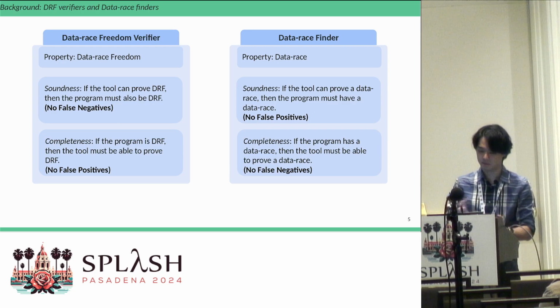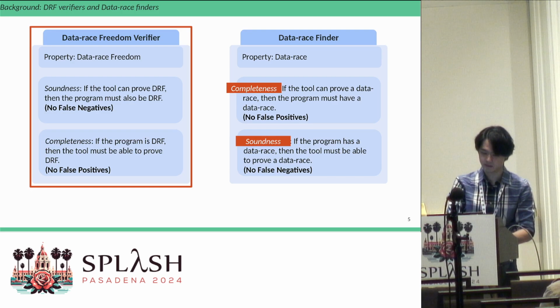Data race finders are the opposite of that. So soundness in a data race finder is: if the tool proves a data race, then the program must also have a data race, no false positives. Completeness is when the program has a data race, then the tool must be able to prove that data race. So we see that it's like the flip side of each other. For this presentation, we're going to stick to the data race freedom verifier definition of soundness and completeness. So completeness just means no false positives, and soundness, no false negatives.